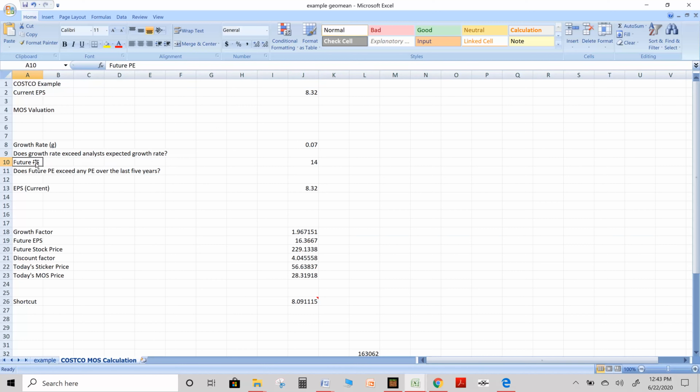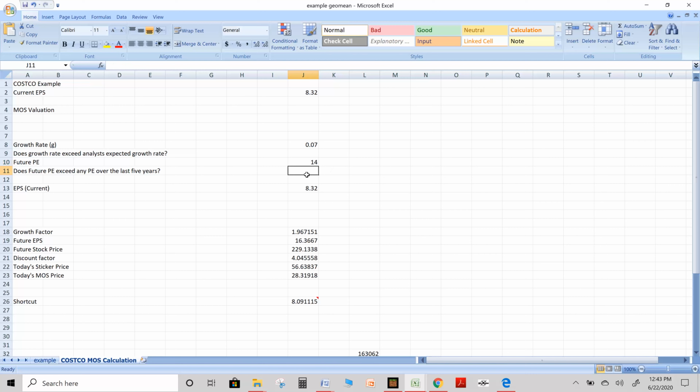So the next thing I need to do is figure out my future price to earnings ratio. I'm interested in the future, not the current one. And so basically what I'm going to use here is 2 times the growth rate. So growth rate of 7%, PE of 14. If I had a growth rate of 15%, PE of 30, growth rate of 10%, PE of 20, growth rate of 5%, PE of 10.